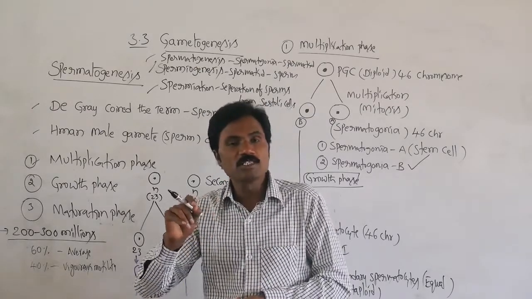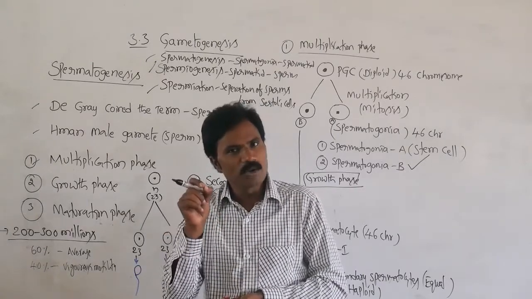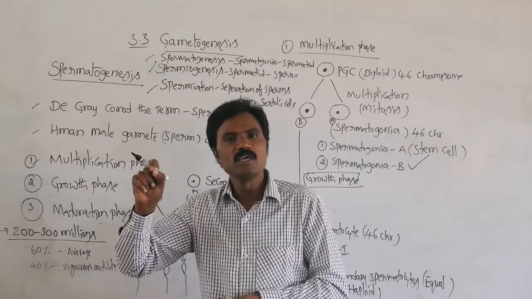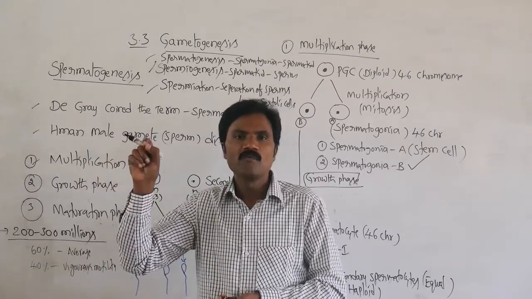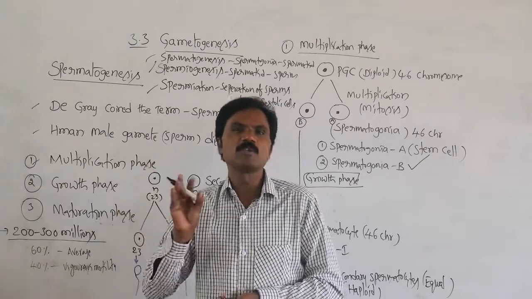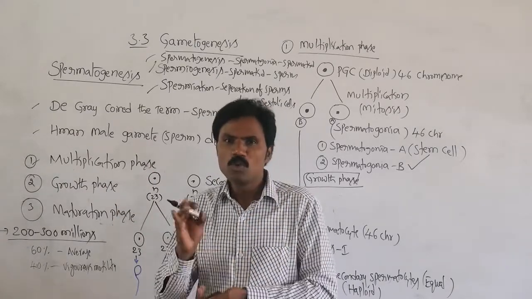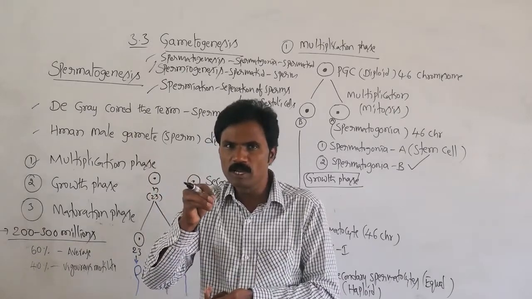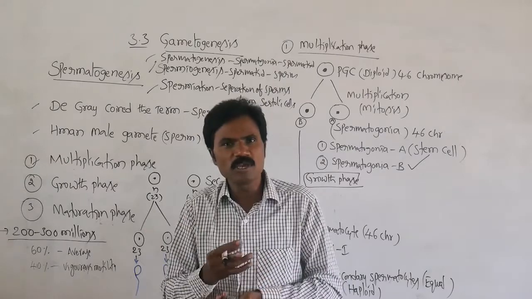After ejaculation, the male gamete is released from the male reproductive system into the female. Once it enters the female, the lifespan of the male gamete is 48 to 72 hours only, that means 2 to 3 days maximum. Within that time, if a female gamete is available, fertilization can take place. Otherwise, it may not take place.